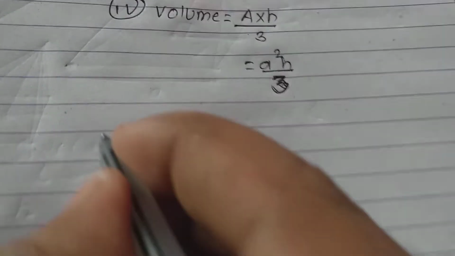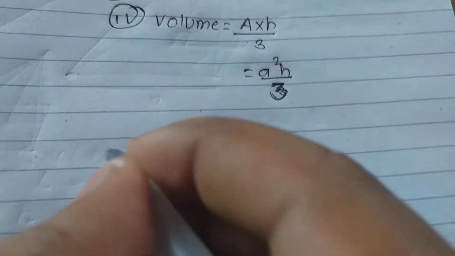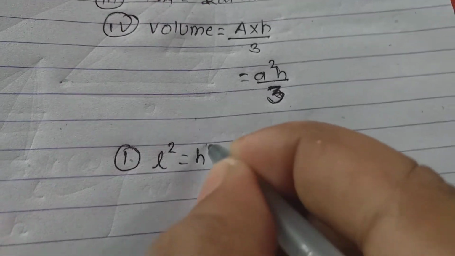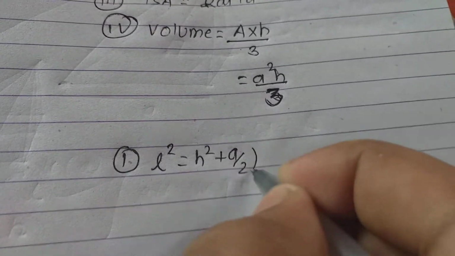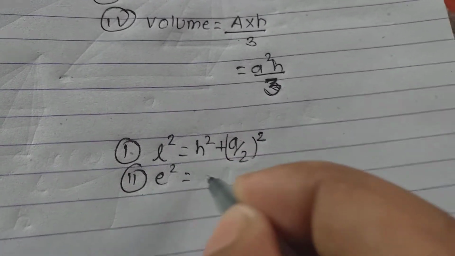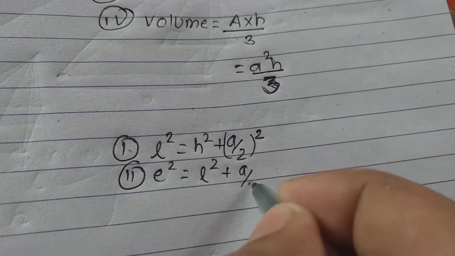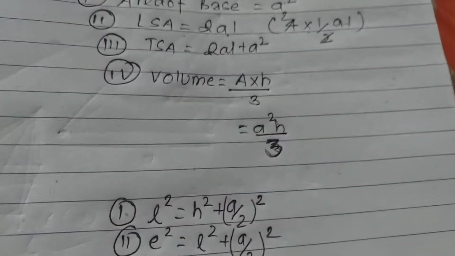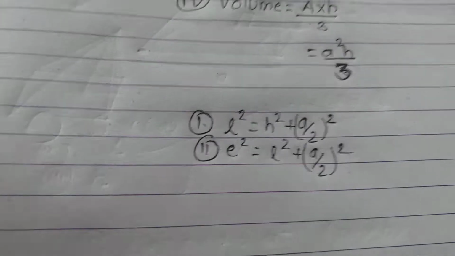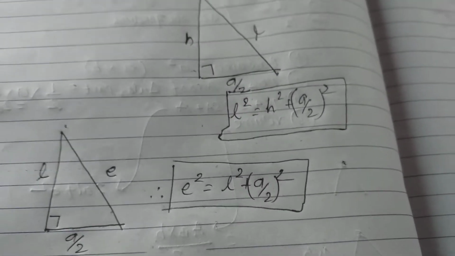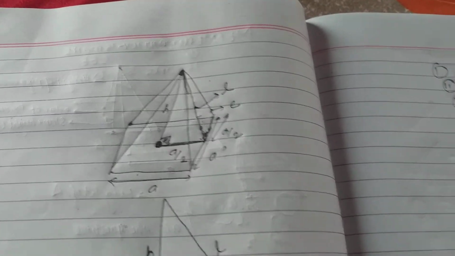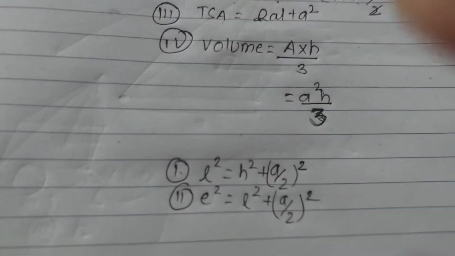Then I'll be talking about the relationships. What is the relationship between them? One relationship is L square is equal to H square plus A by 2 whole square. And another relation is E square is equal to L square plus A by 2 whole square. Are you getting this one? Yes. Very good. This I have already discussed over here, why this one is like this, from the figure. Okay, very good.